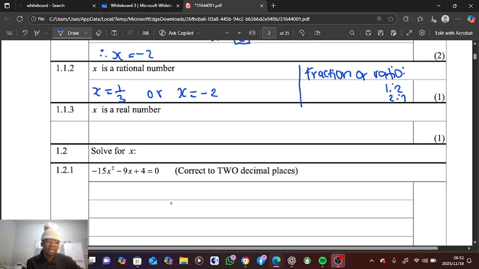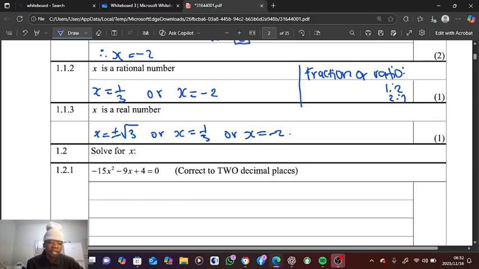Moving to 1.1.3, it says x is a real number. When they say x is a real number, it means all the x's we found here are real numbers. So we're going to have x equal to plus or minus root 3, or x is equal to 1 over 3, or x is equal to -2. So we move to 1.2.